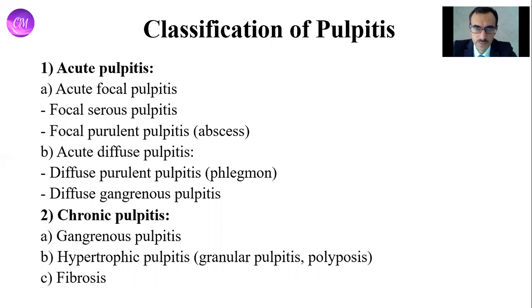Now, let me classify the pulpitis. There are two types of pulpitis for the clinical course: acute pulpitis and chronic pulpitis. Acute pulpitis is subdivided into acute focal pulpitis, with focal serous pulpitis and focal purulent pulpitis or abscess, and acute diffuse pulpitis, with diffuse purulent pulpitis, phlegmon, and diffuse gangrenous pulpitis. And chronic pulpitis is subdivided into gangrenous pulpitis, hypertrophic pulpitis or granular pulpitis, polyposis, and fibrosis.